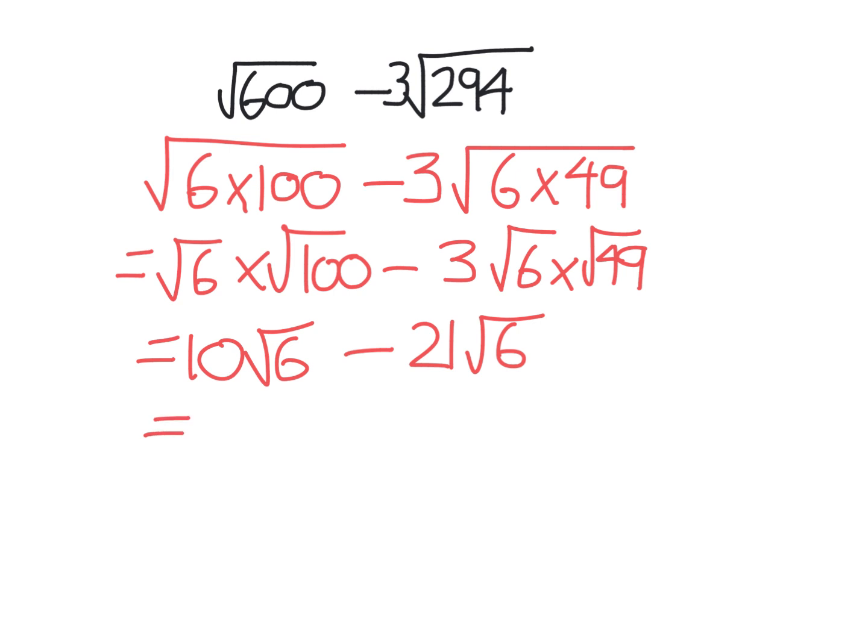So now we can easily simplify this. 10 root 6 minus 21 root 6. Well, 10 subtract 21 is just negative 11. This is our final answer and we're done.